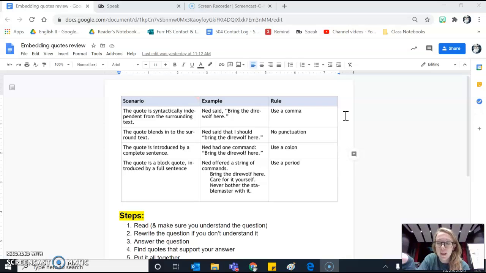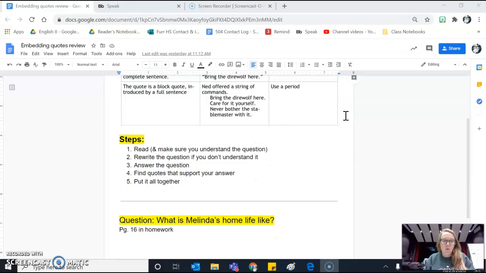I do not want you to be looking at the third line. I do not want you using a colon, and you should not be using a quote big enough to use a period. So it's just those two at the top. If it is syntactically independent, you are saying Chris said, Melinda said, whatever, then you use a comma. If you say Melinda tells Heather to put up the posters tomorrow, then you would not use punctuation because it is blending into the text around it.